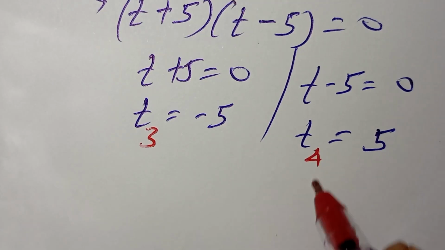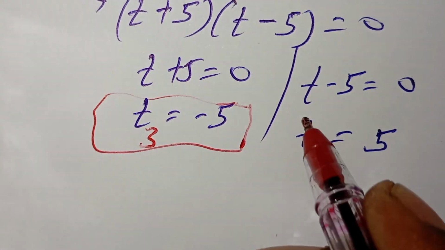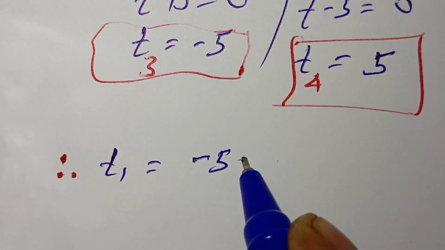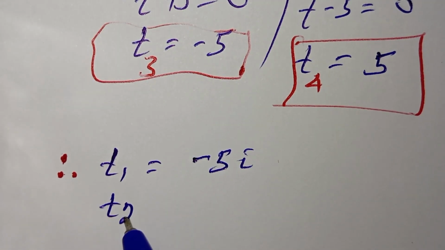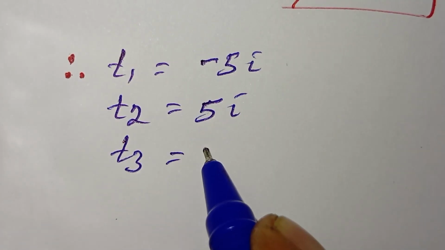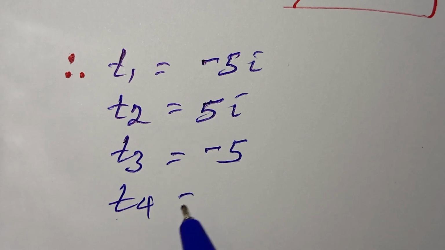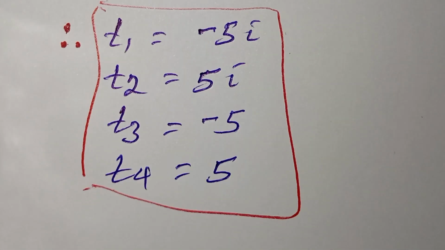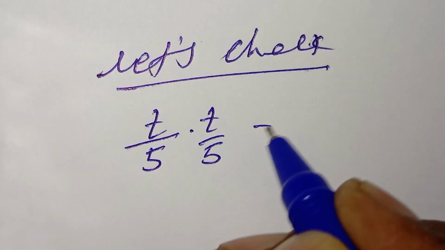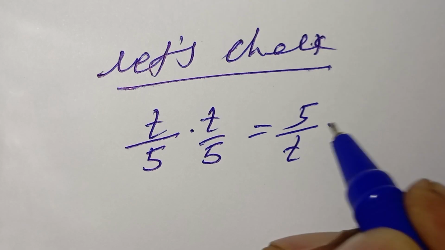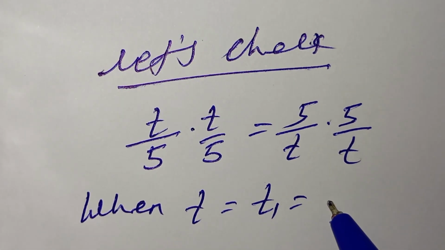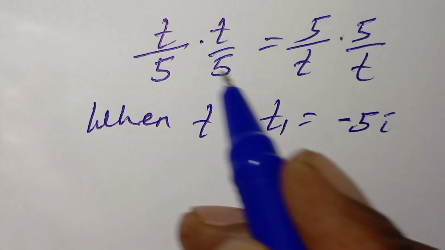We search for the roots of t. We have t1 is equal to minus 5i and t2 is equal to 5i, t3 is equal to minus 5 and t4 is equal to 5. Let's check. t over 5 times t over 5 is equal to 5 over t times 5 over t. First, t1 is equal to minus 5i. Substitute this minus 5i for t.